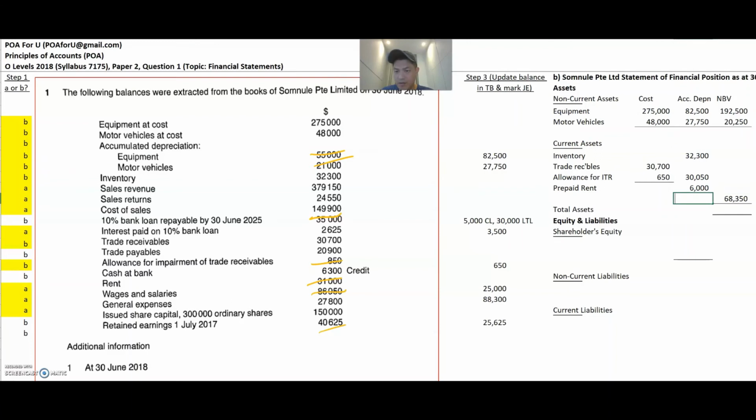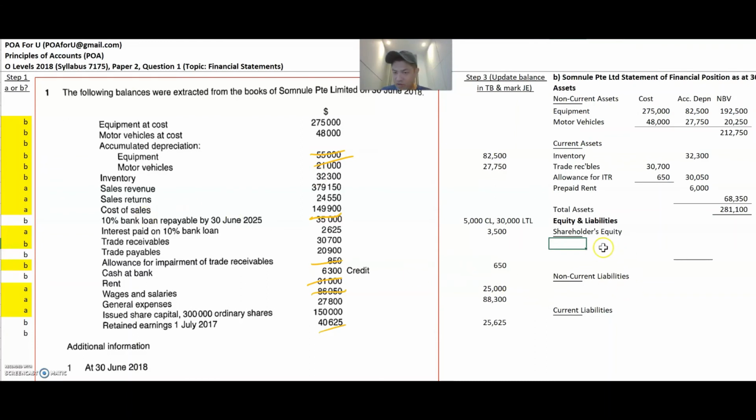total this number, right? And then my total assets will be all my non-current assets plus my current assets, which is 281,100. Okay, next up, the other side of the statement of financial position.